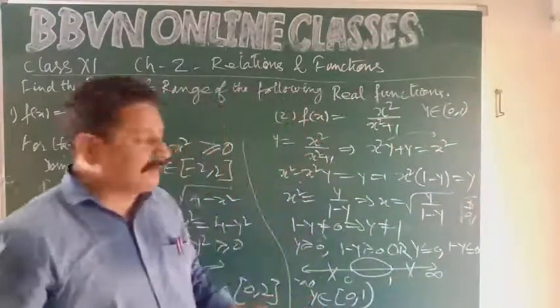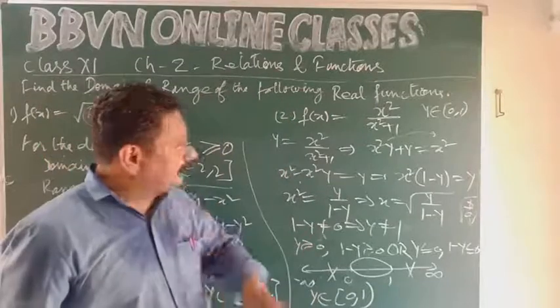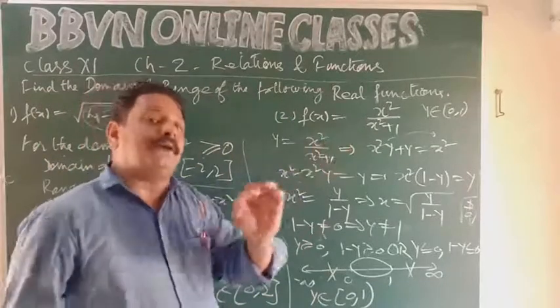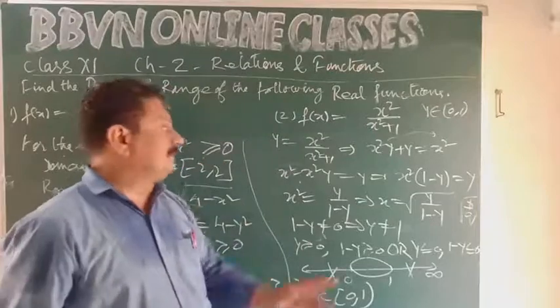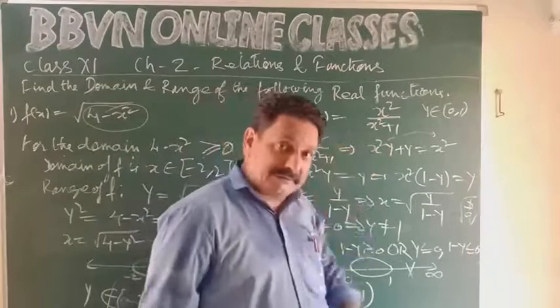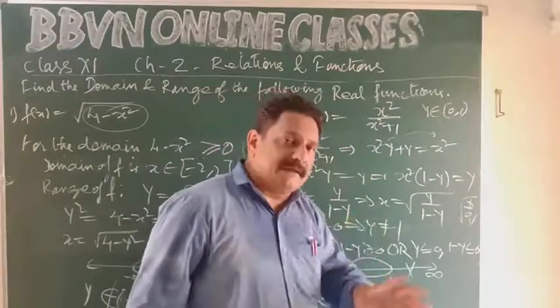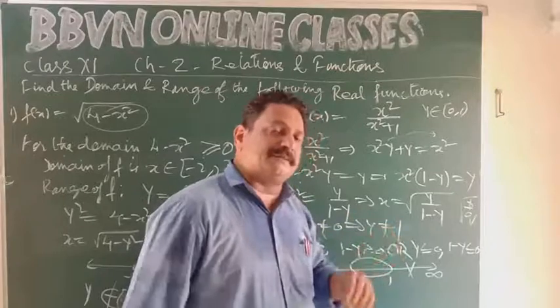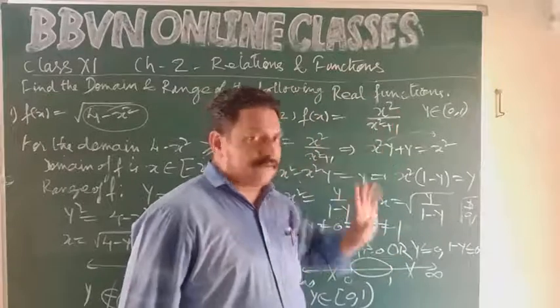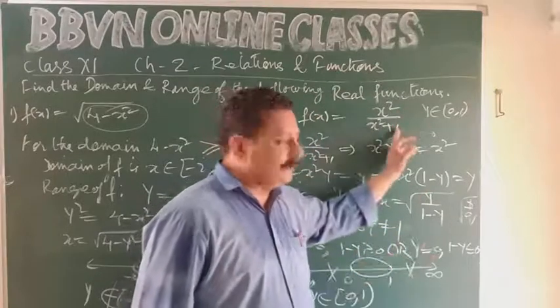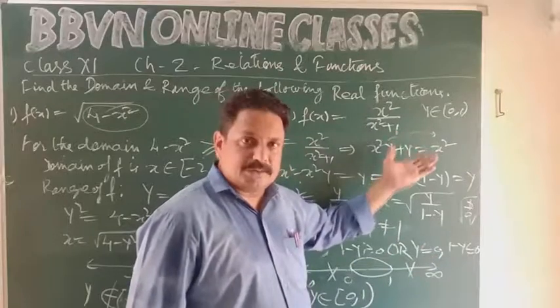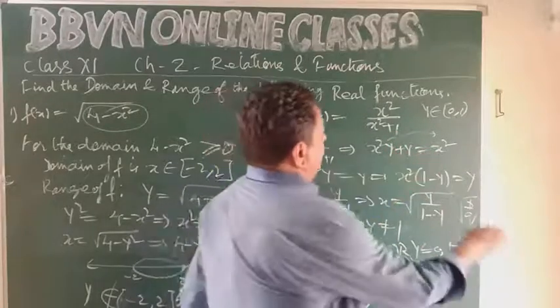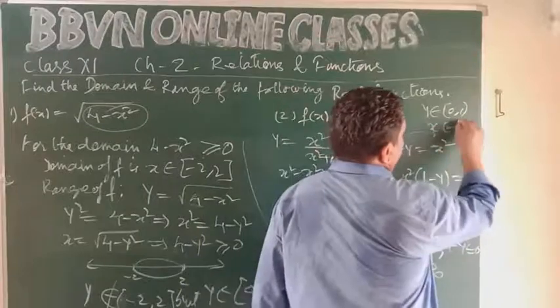And domain of the function, let's talk about domain. What will be the domain? For any real value of x, x square is always positive. For any real value of x, no matter whether it is positive or negative, x square will always be positive. Positive upon positive plus 1, कुछ भी लेगा positive. So domain is x belongs to R.